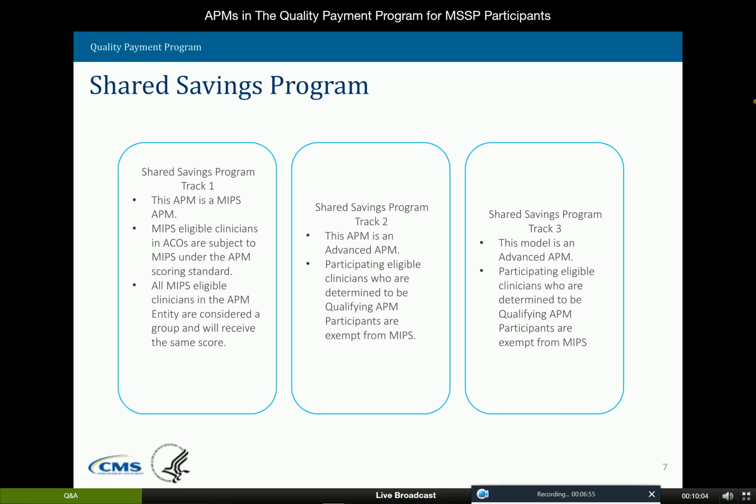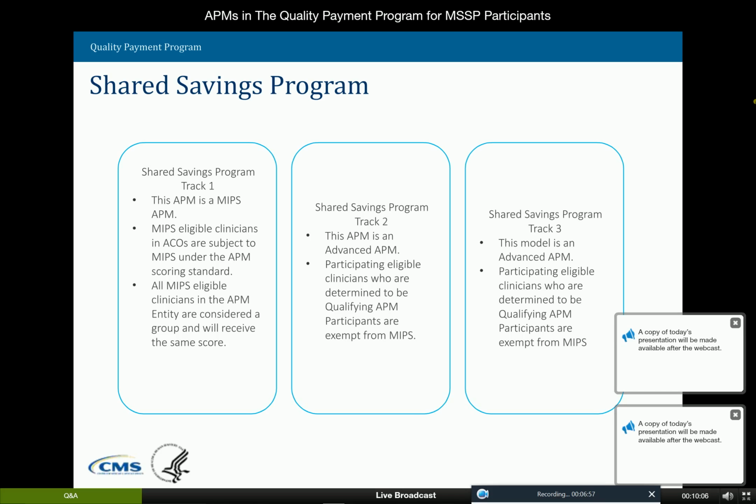And then you'll see tracks 2 and 3 with respect to the Quality Payment Program are treated equally. They are both considered advanced APMs, and so that will apply when we're talking about those incentives associated with advanced APM participation.